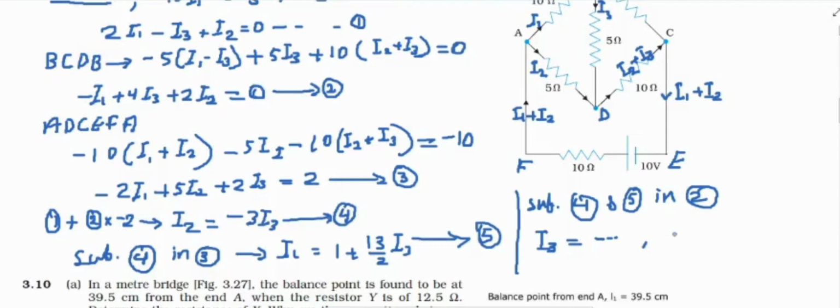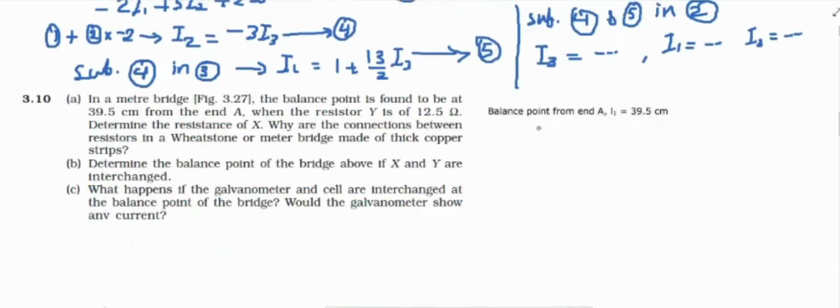Then again you can use equations 4 and 5 so that you will get the values of I1 and I2. Once you get the values of I1, I2 and I3, you can find the current in each branch. So that's the method you have to follow.